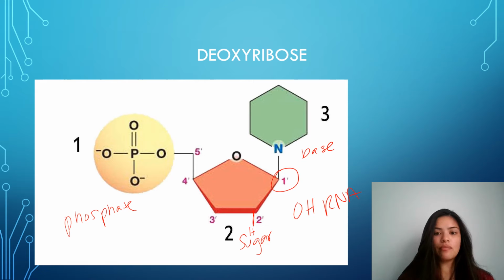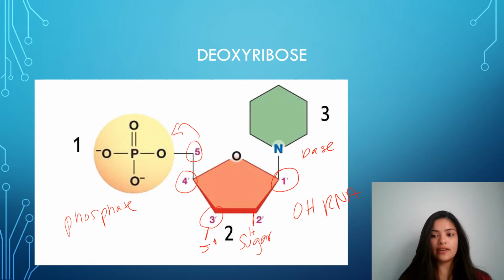And then the 3' carbon actually attaches to the next 5' phosphate group and the next part of the DNA helix. And then 4' and 5' here obviously go to the next phosphate group.